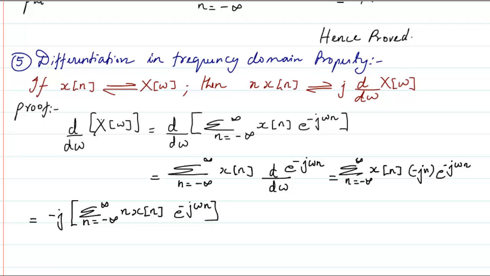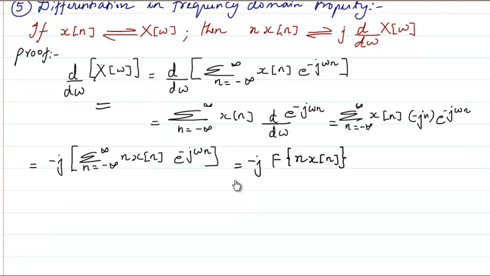So what is this? This is basically the Fourier transform of the function n x of n, correct? Therefore I will write this as, this is equal to minus j into the Fourier transform of n x of n. Where did we start from? We started from here. So what is therefore Fourier transform of n x of n?